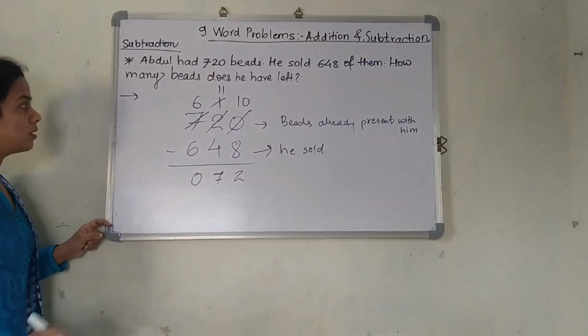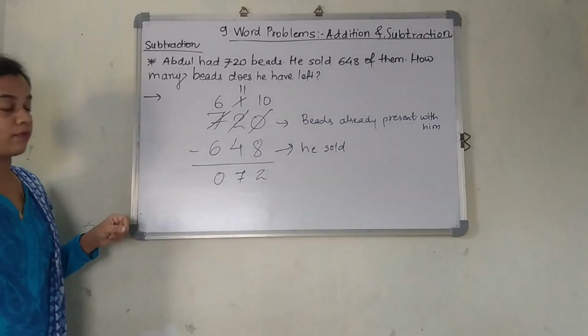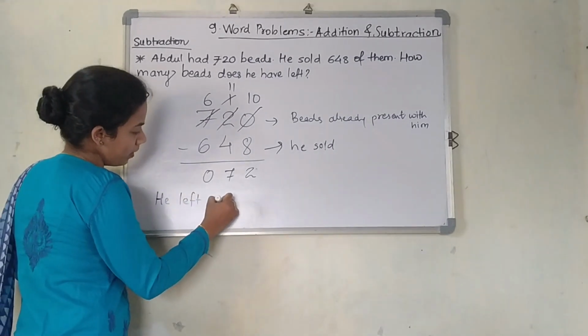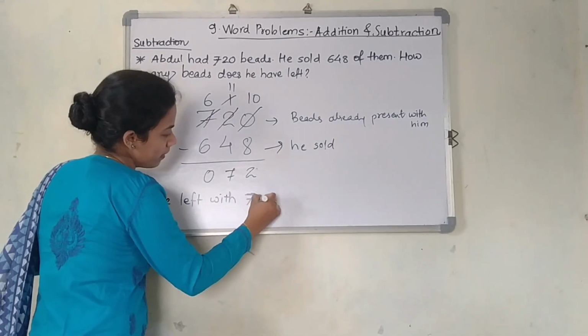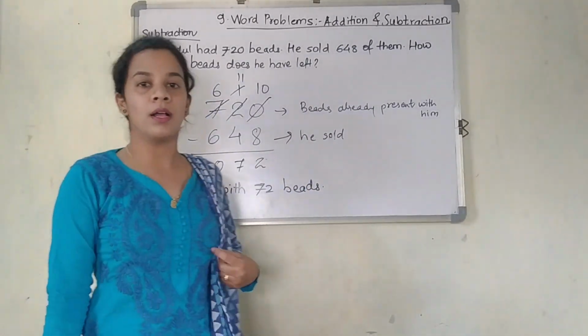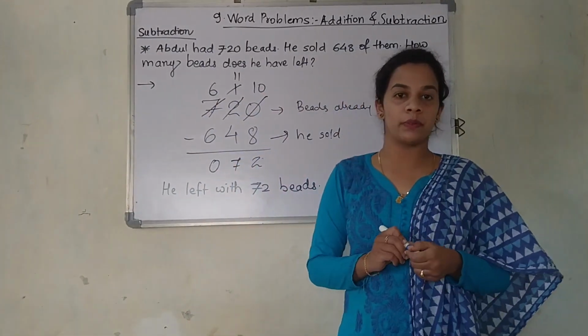So the final question is what? How many beads does he have left? He is left with 72 beads. So this will be your answer. So we will see the next question of subtraction.